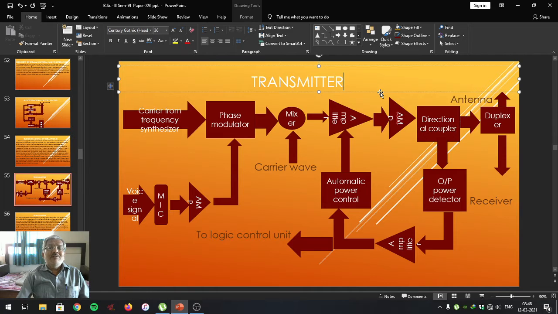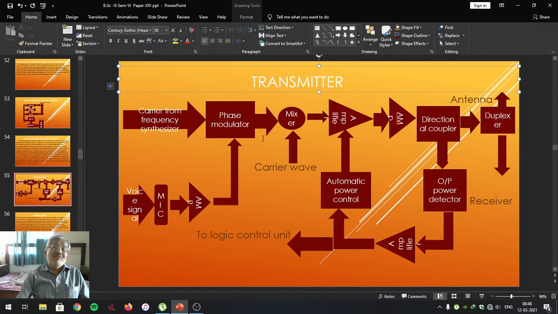Such a transmitter in a cell phone consists of, or we can say the block diagrammatic structure of transmitter used in the cell phone is represented in this particular block diagram, which is now in front of you. From this particular block diagram, we can say it consists of phase modulator.